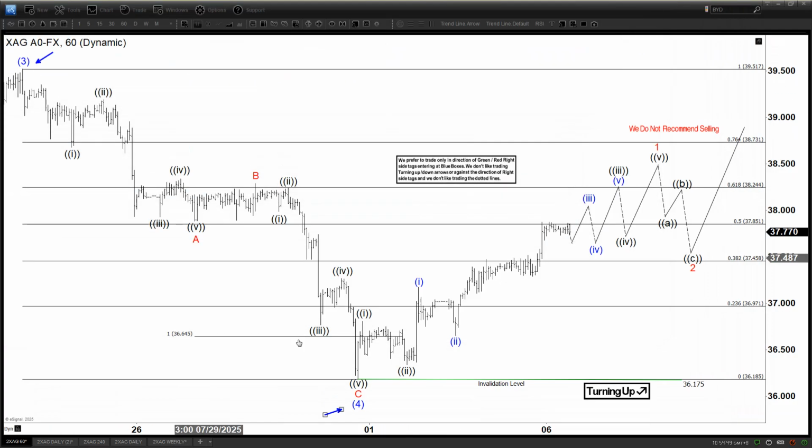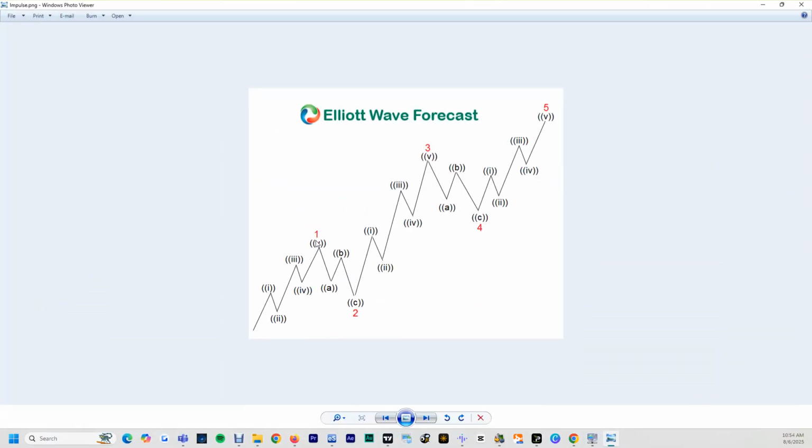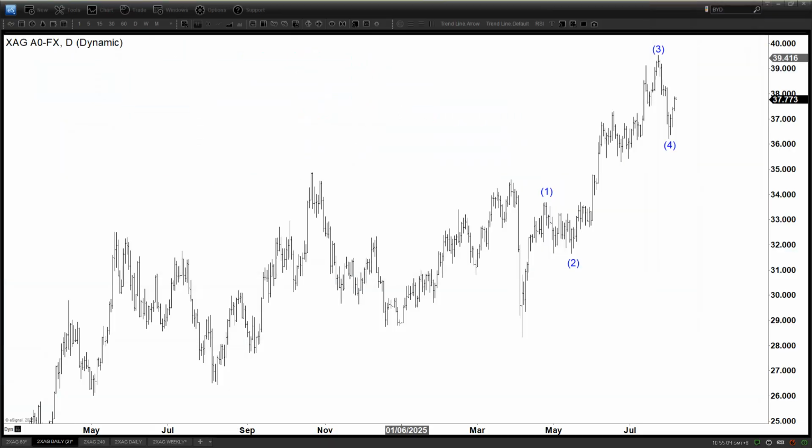So we finished 3 and 4 here. If I zoom out to the daily time frame, here is our 3 and 4, and this is our 1 and 2. So again, similar to what we have seen here, 1, 2, 3, 4, and then now finishing with 5. That's where we are. So we are starting a 5 waves rally, starting from this low here, which is the April 7 low.